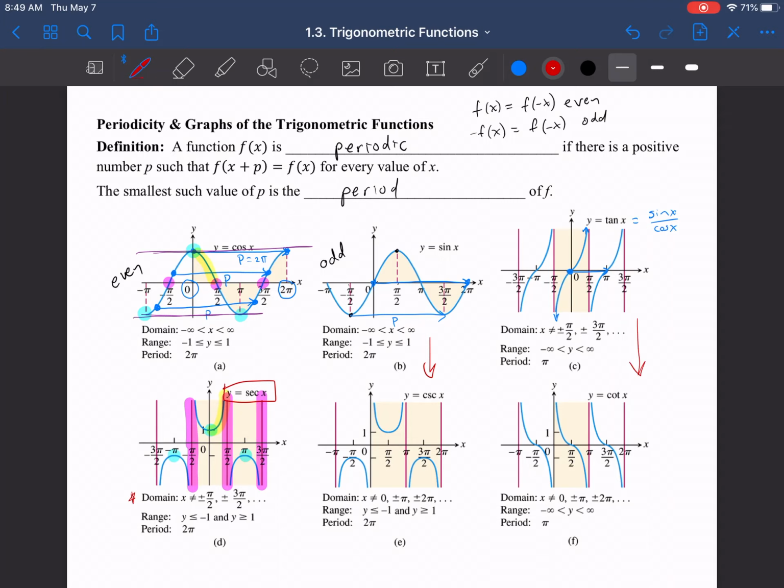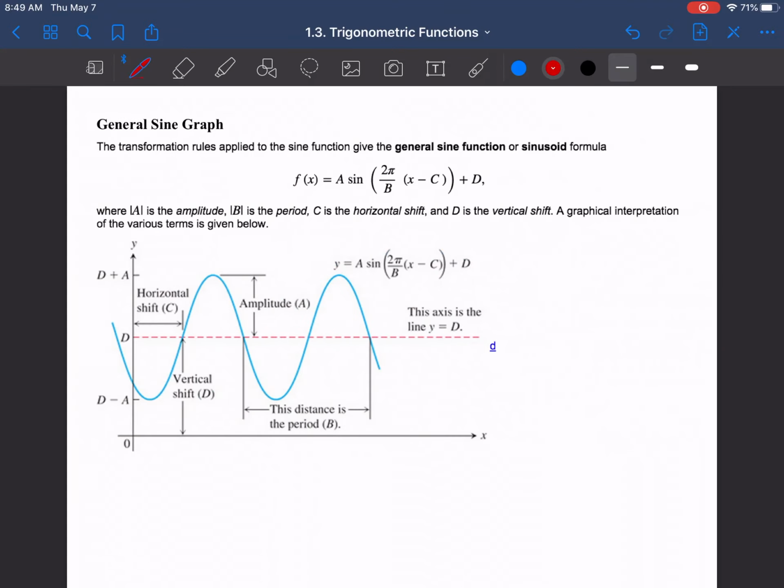All right? So your choice is either to know how to take the reciprocal of a graph, or memorize all 6 of them. I like to know the top 3 and then just reciprocal them to get the bottom 3. But it's up to you. I think it's a good skill to have. I would highly recommend it.